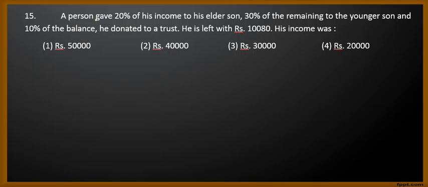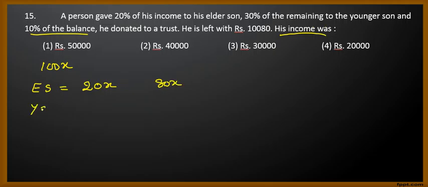Look into this question. A person gave 20% of his income to his elder son, and 30% of the remaining to the younger son, and 10% of the balance he donated to a trust. He is left with 10,080 rupees. We have to find his income. As we don't know his income, assume his income to be 100x. For the elder son, how much is he giving? 20%. What is 20% of 100x? 20x. What will the remaining be? 80x.